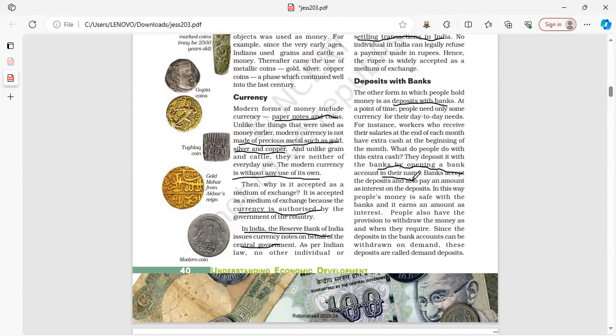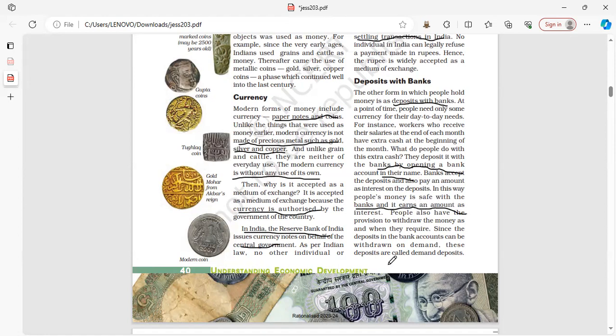It means you can open an account in the bank and you can deposit money in the bank. Banks accept the deposit and also pay an amount as interest on the deposit. That doesn't mean that money is lying there for years and you are not getting any return. You will get a minimum rate of interest. In this way, people's money is safe with the banks. Nobody will take it away unless it is being robbed, and it earns an amount as interest.